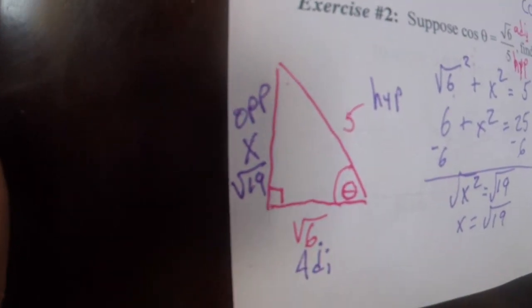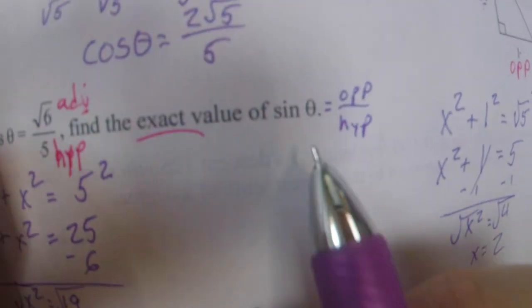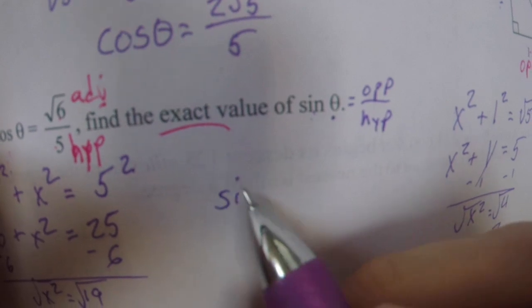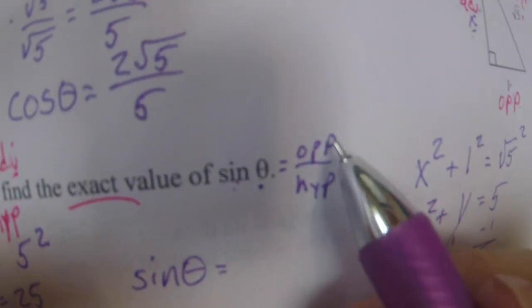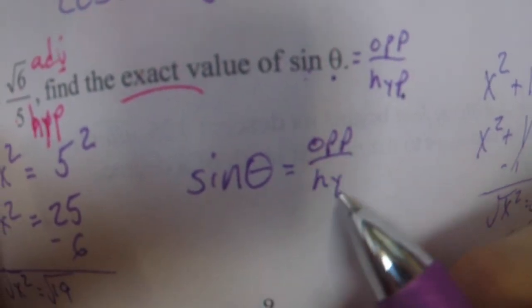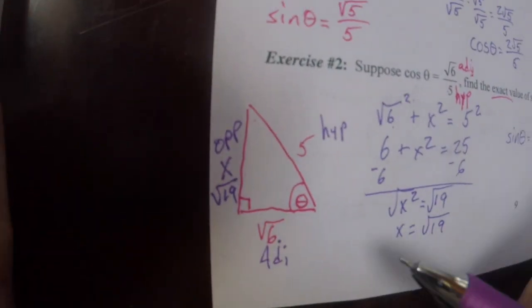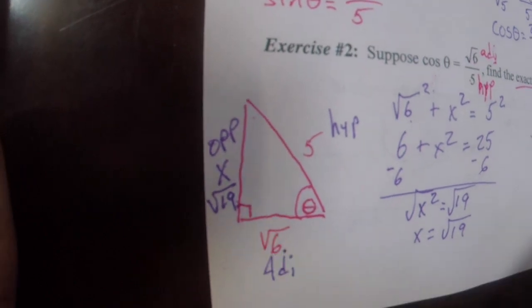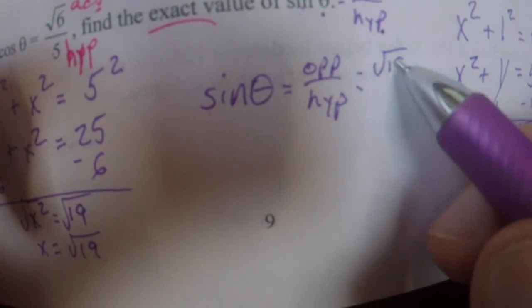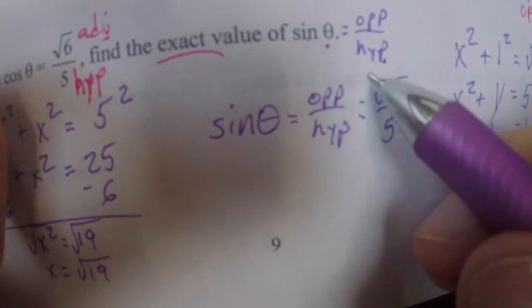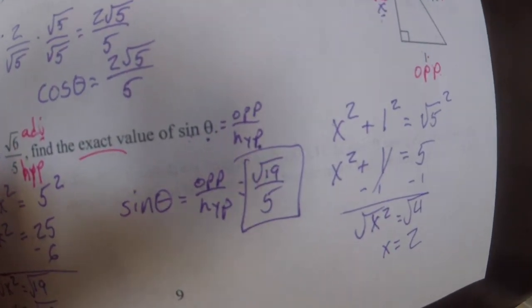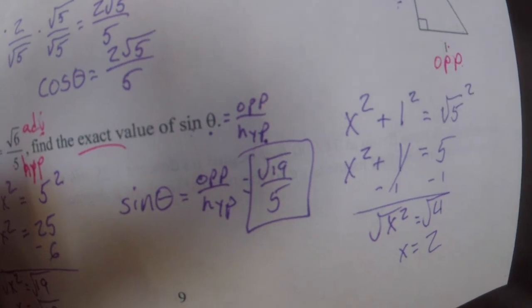Okay. Now, what's the ultimate goal that I was being asked to do? I was being asked to find the value of sine of theta. So I know sine of theta is opposite over hypotenuse. Well, what's the opposite in our diagram? Radical 19. What's the hypotenuse in our diagram? 5. So I get radical 19 over 5. That's what the value of sine of theta is equal to.